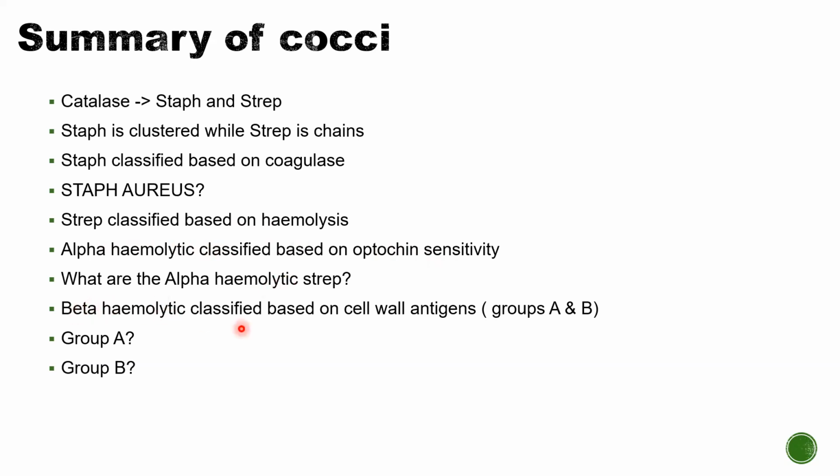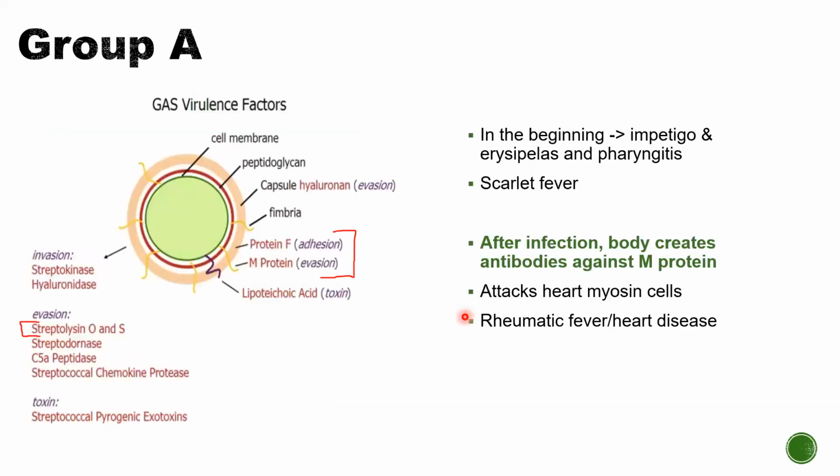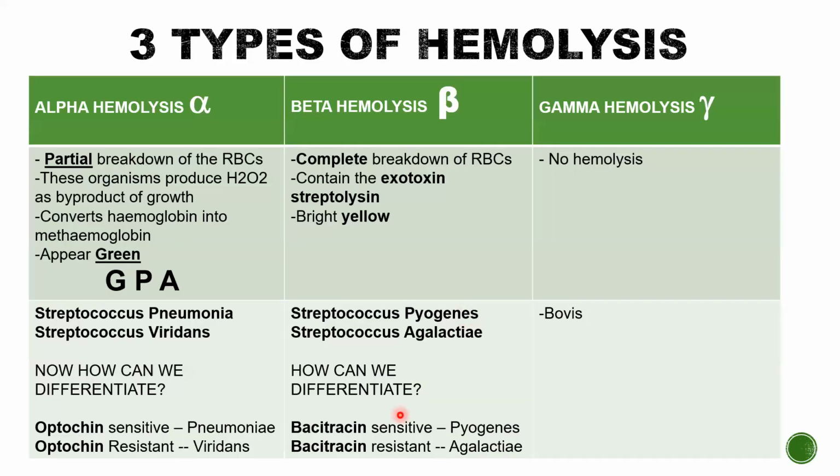Now, the beta hemolytic are classified based on cell wall antigens. So we classify them into group A and B. Another way to tell between them, I don't know if I mentioned this. I did, right? Bacitracin. Don't forget this. Okay. Beta hemolytic B to bacitracin.